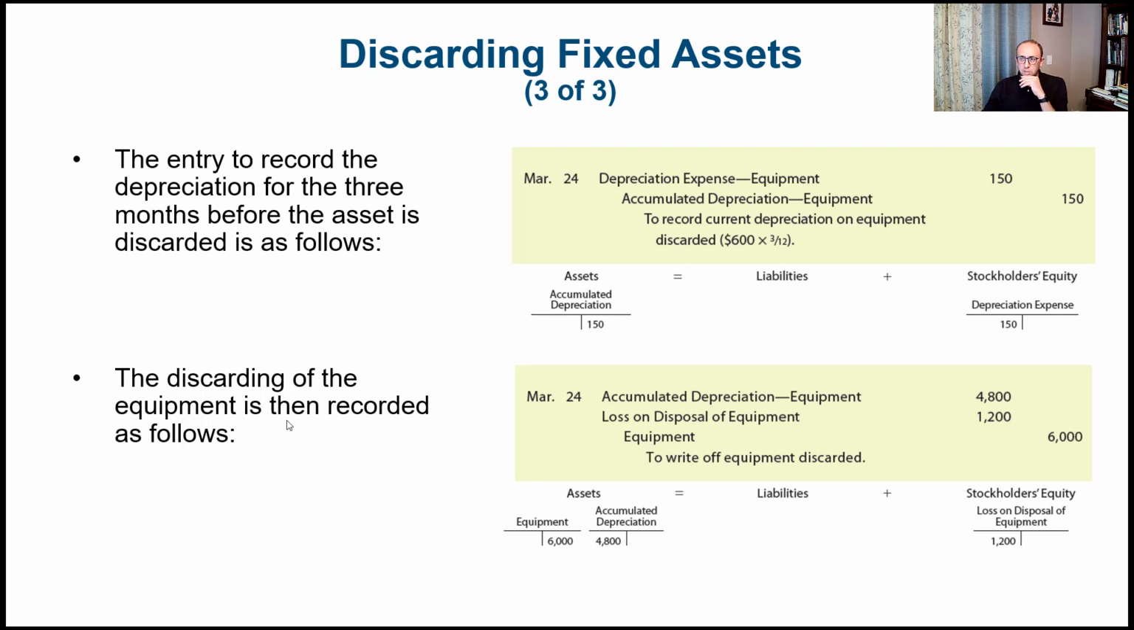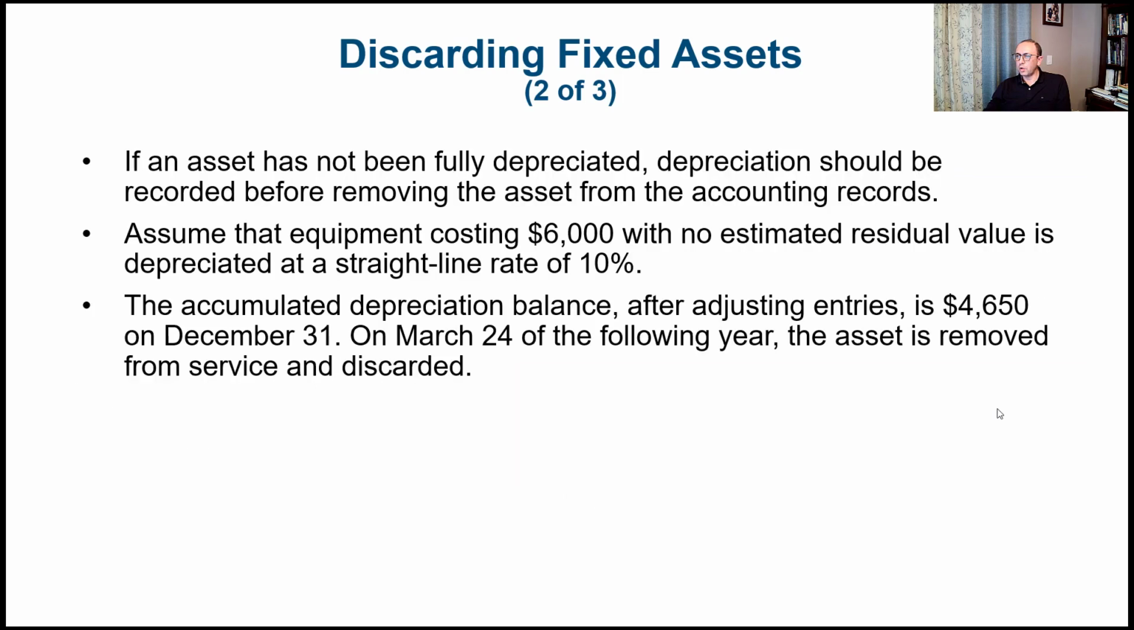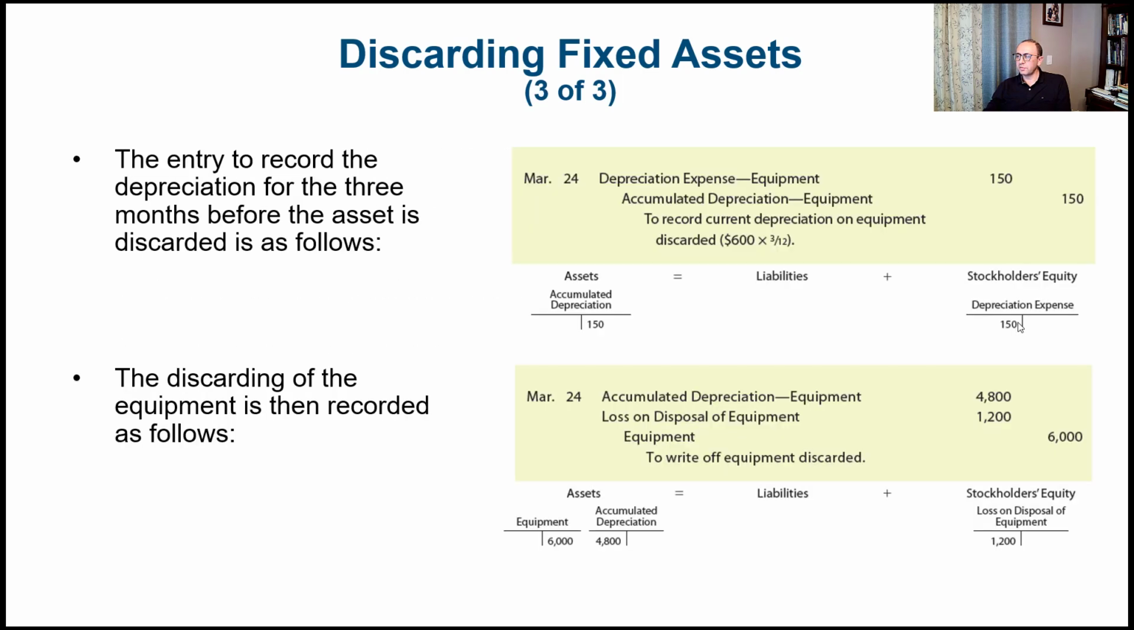Then we discard the equipment as follows. By getting rid of the equipment for the full value, $6,000. Then we also get rid of the accumulated depreciation for the equipment. And remember, it was $4,650. We updated it with $150, so the total now is $4,800.